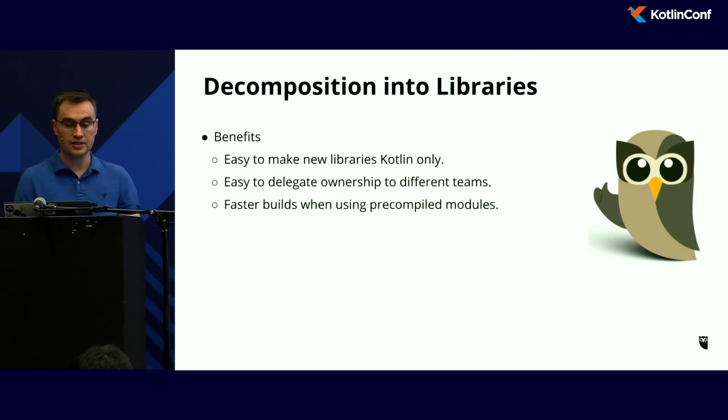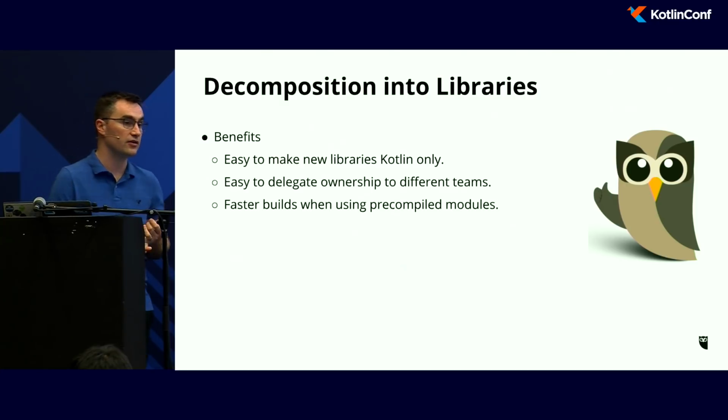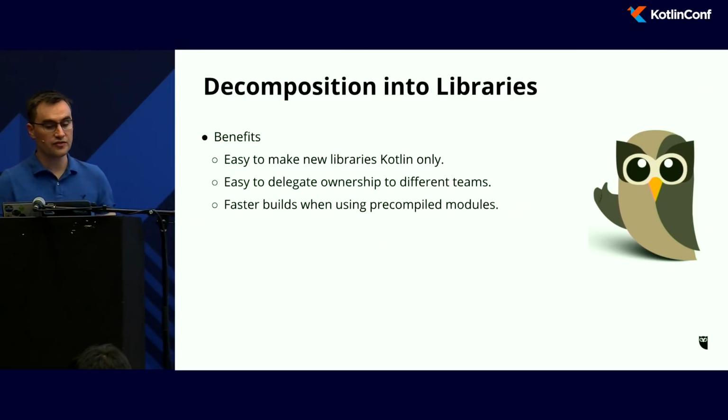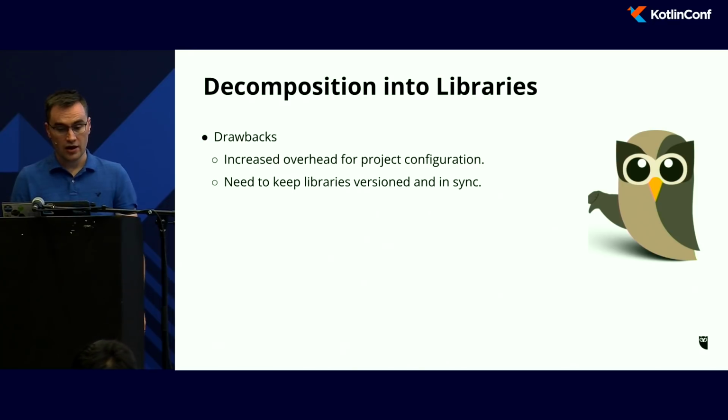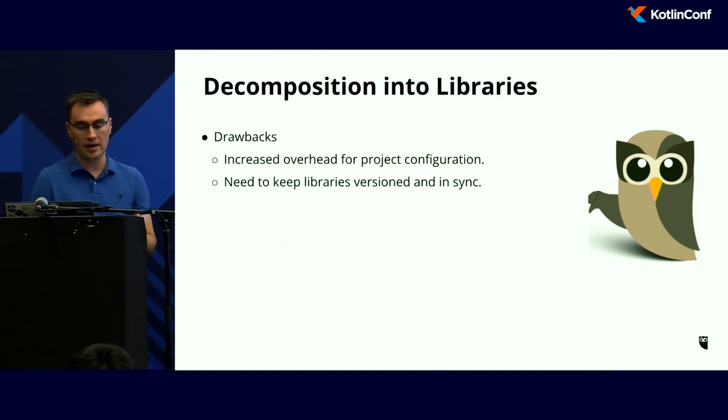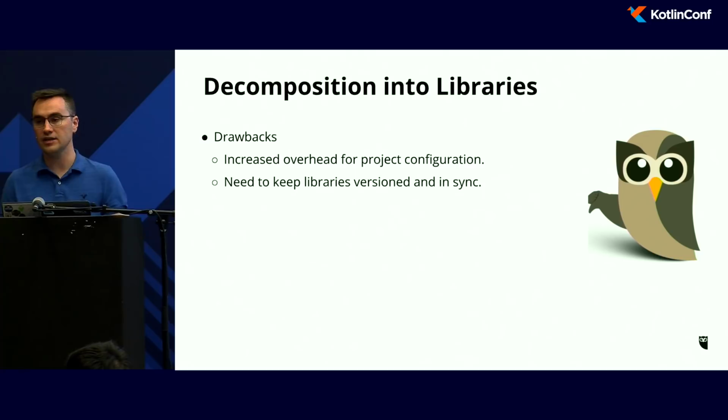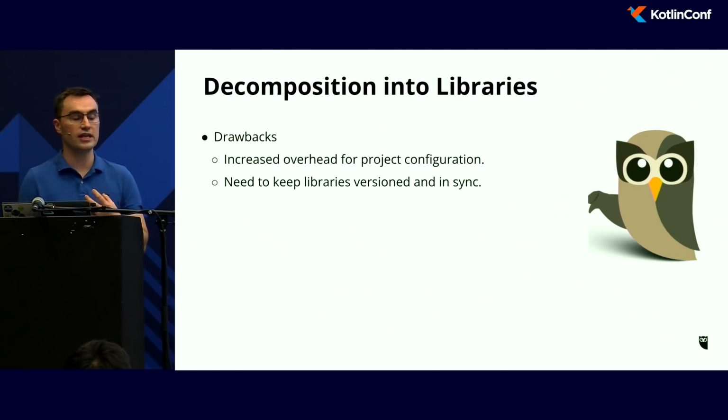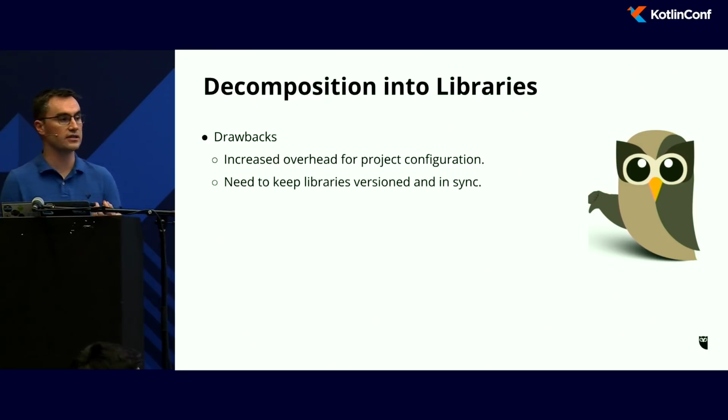So some of the benefits of the decomposition that we noticed, as I mentioned: it was easy to make new libraries Kotlin only. It's easy to delegate ownership to different teams. And there are much faster builds when we're using pre-compiled modules shared across the development teams. However, there are some drawbacks. There's an increased overhead for project configuration, which we've mitigated somewhat with library templates and scripts. But the main drawback is that you need to keep all your libraries versioned and in sync, much like external Gradle dependencies. So we have, as I mentioned, our engage feature vertical. That had a certain version which needed to be brought into the main app, much like RxJava, RxKotlin, Dagger. You have to keep them in sync across our entire ecosystem.